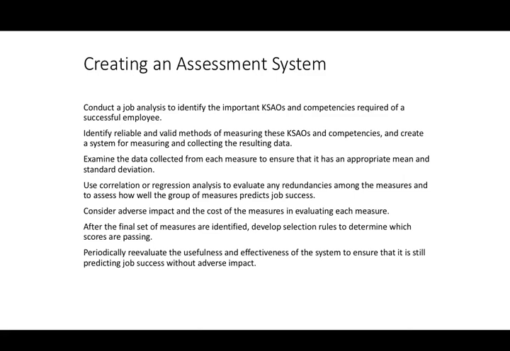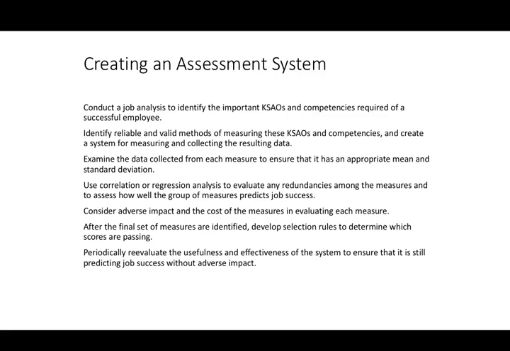So we determined what the KSAOs are, right? Then we have to figure out, can I find a reliable and valid measure to assess those KSAOs and competencies? That's the goal. Then we want to examine the data collected from each of those measures to ensure it has an appropriate mean and standard deviation, right? So we want to make sure that we don't have scores all over the place, but that it has a reasonable distribution.